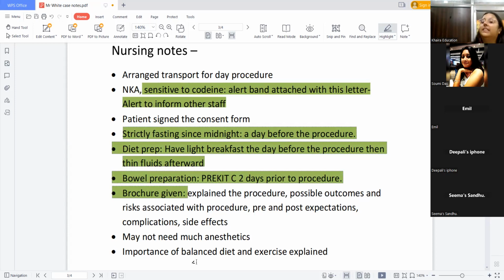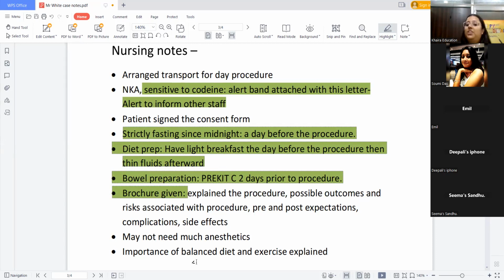Now let me give you the reasons. The patient has already arranged for the transport. The recipient will not have to arrange it. So if the recipient will not have to arrange it, why would we write about it? Only if we would want the recipient to arrange it, we will include it.